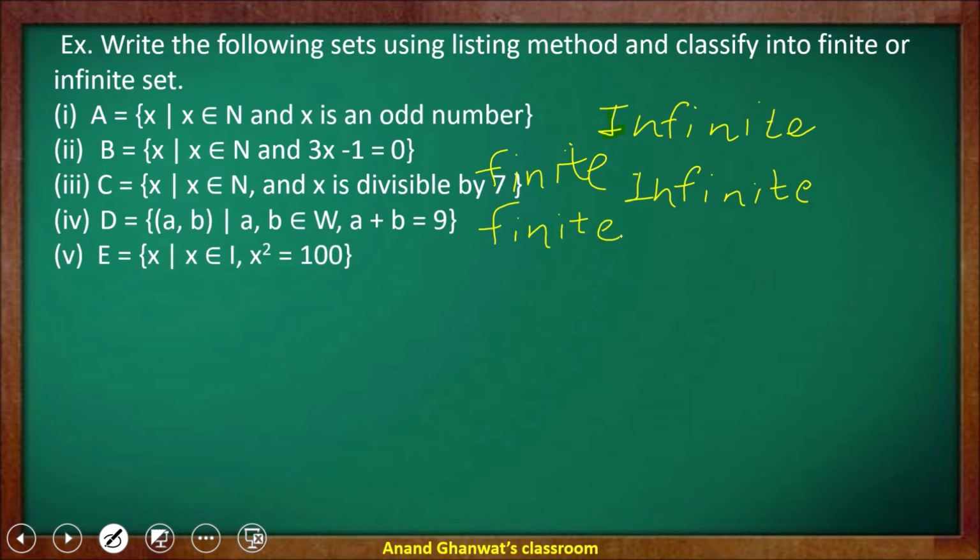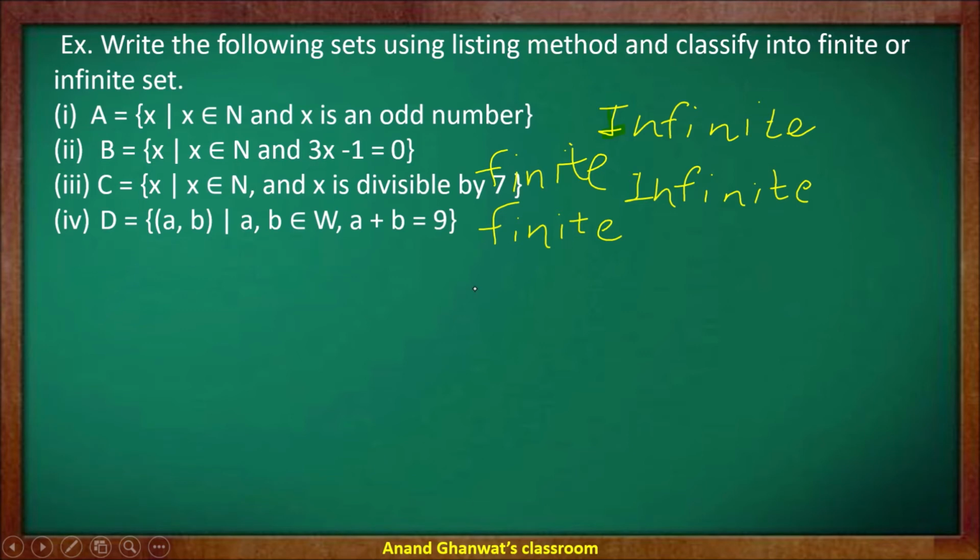Now next example, set E is a set of all x such that x belongs to integers and x square is equal to 100. Now can you find the elements which satisfy the given condition that x square is equal to 100 and x belongs to integers? Can we enlist the numbers whose square is 100 and which are integers? So let us enlist the elements satisfying the given condition.